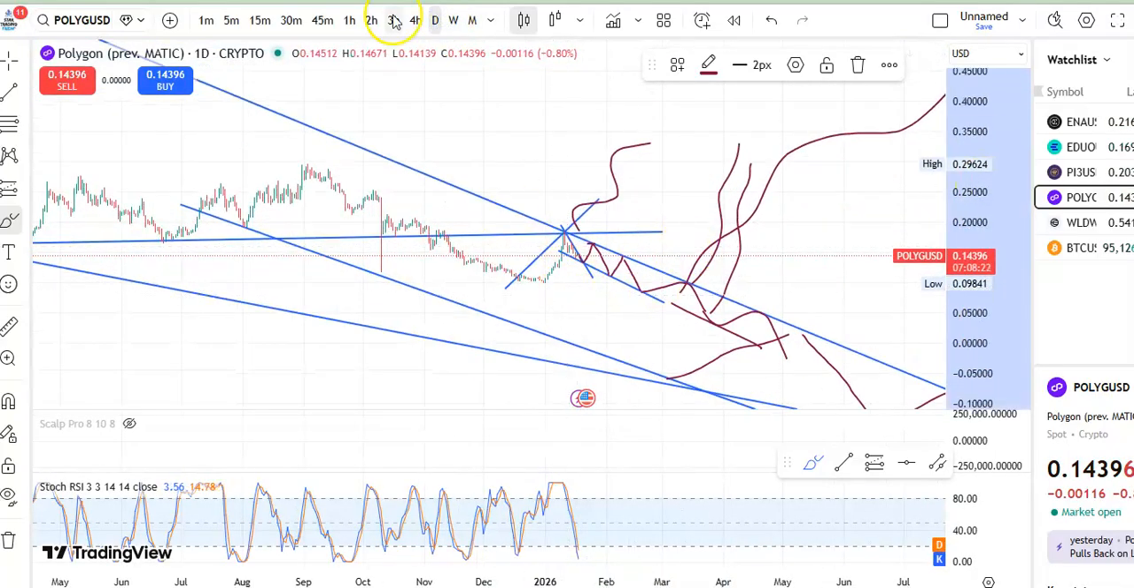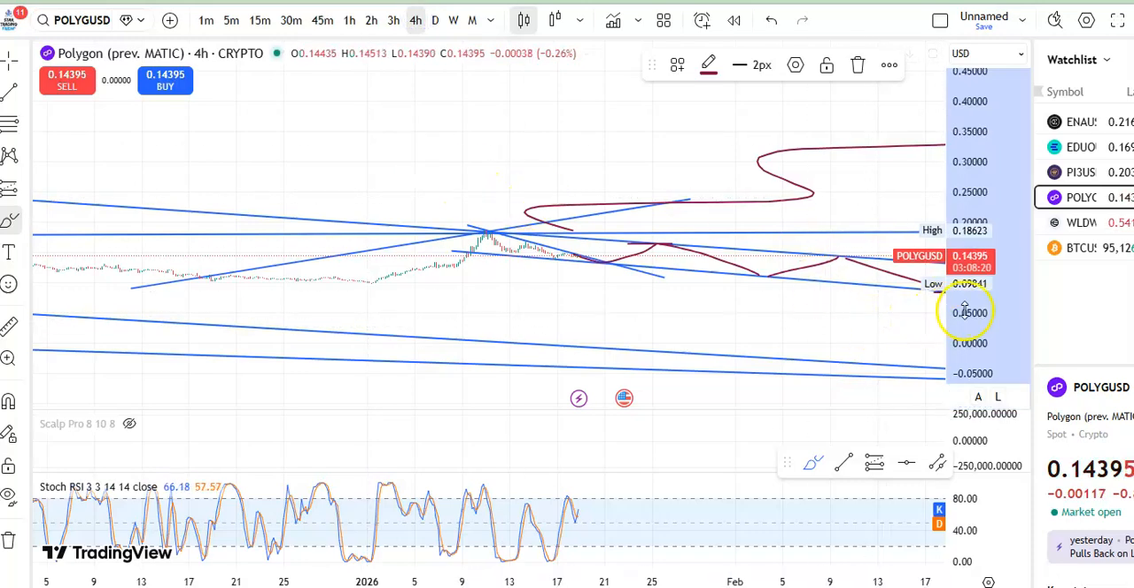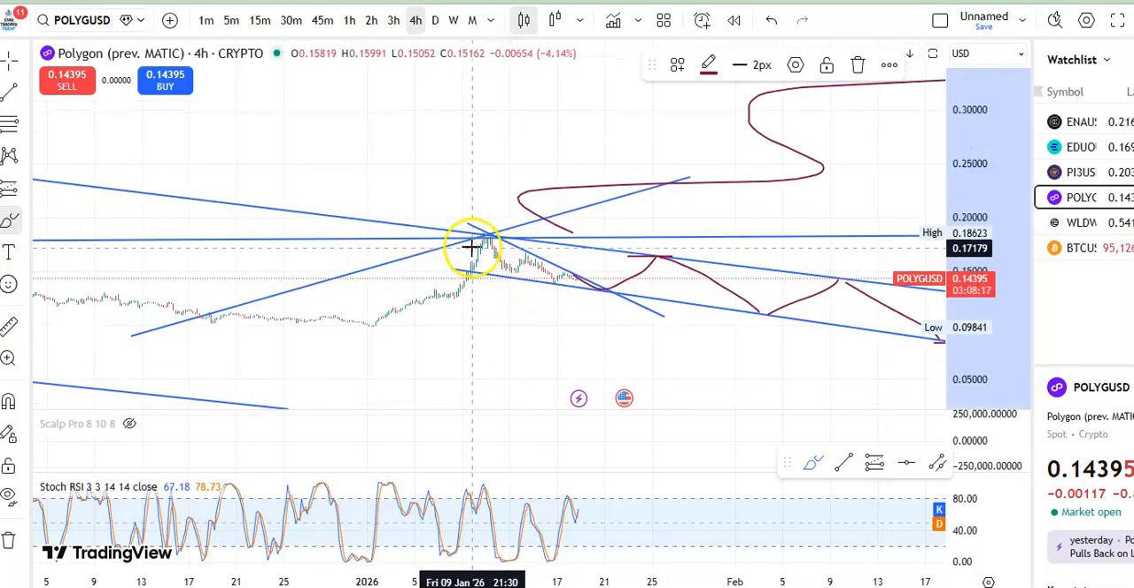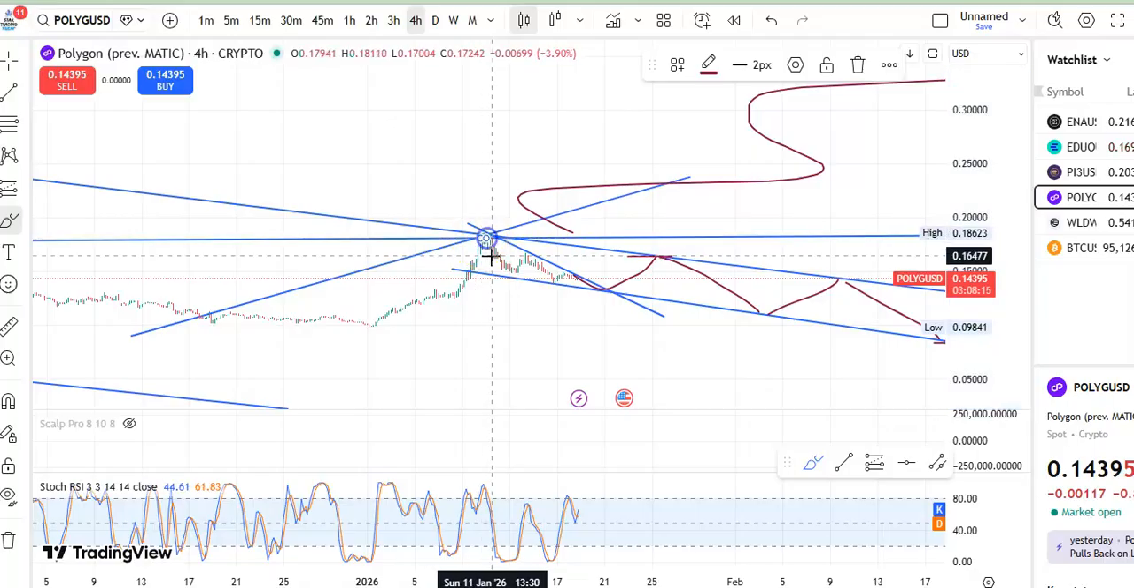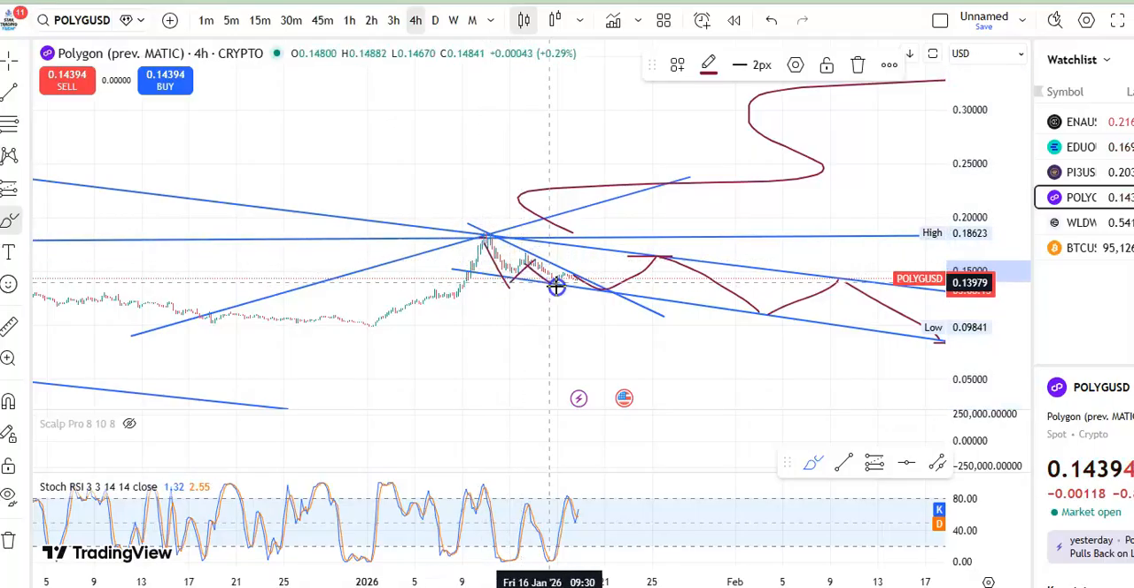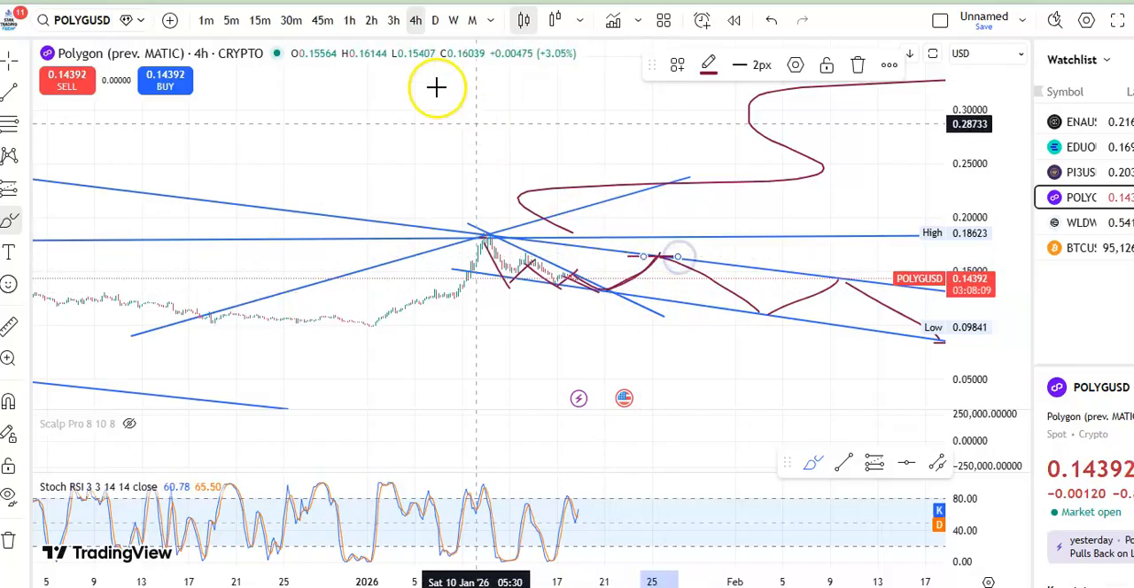In the daily chart also you can see, in the 4-hour chart also you can see that candles are falling, and after this the candles went to the resistance level, then a fall happened, again it went up, fall, again went up, now the fall is happening. After the breakout it may move to the resistance level.